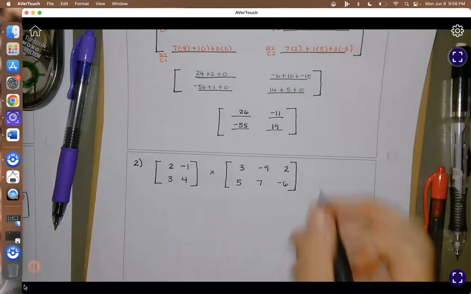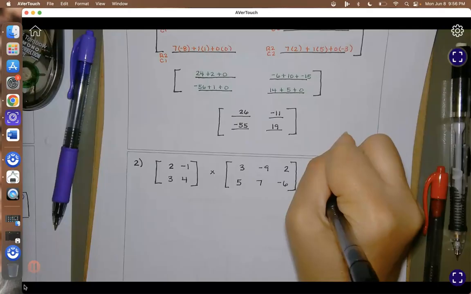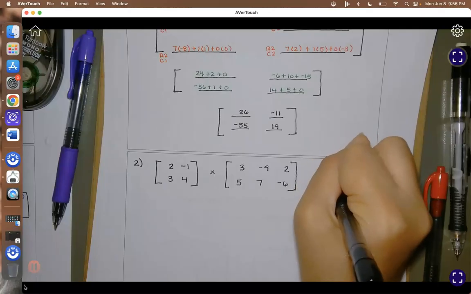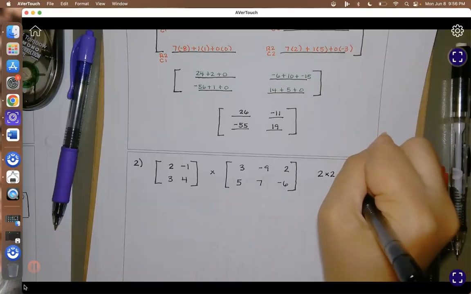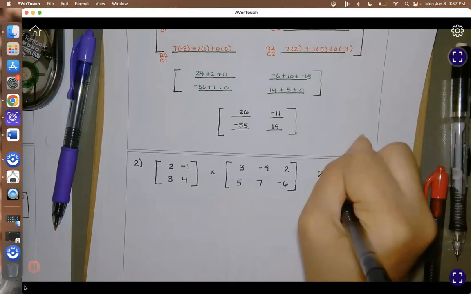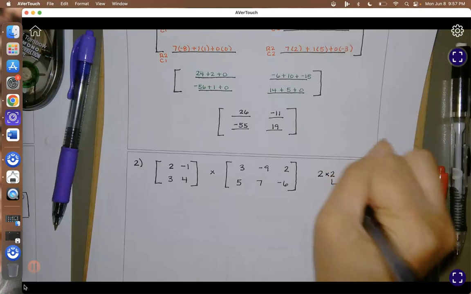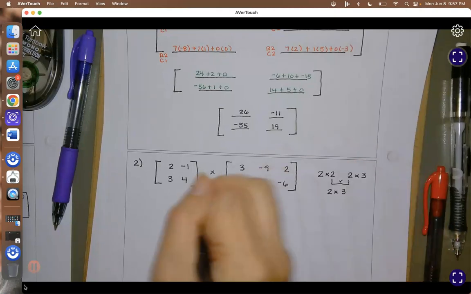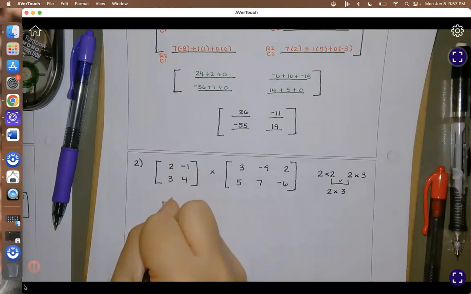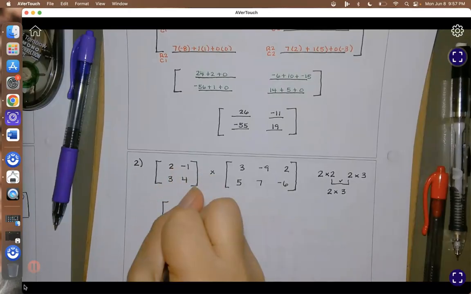Now, what size is this matrix? It's a 2 by 2. All right, this one's a 2 by 3. So the 2 in the middle do match. So our answer's going to be a 2 by 3. So remember, we need to make it kind of large.